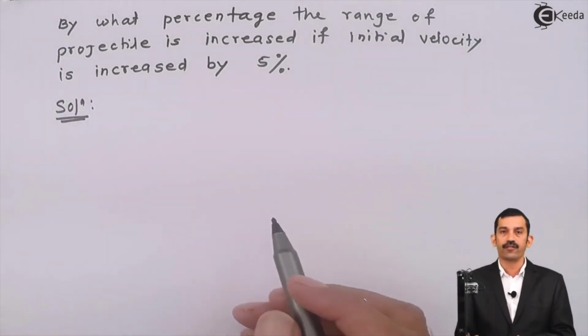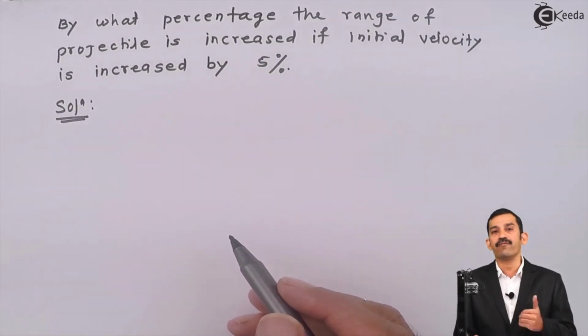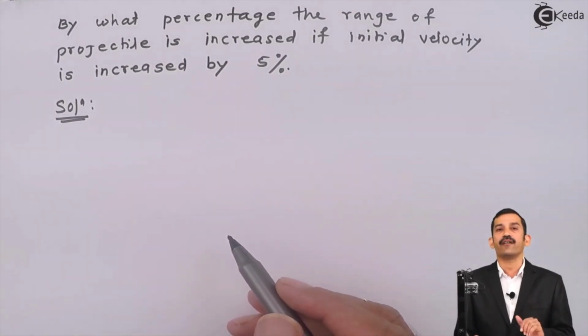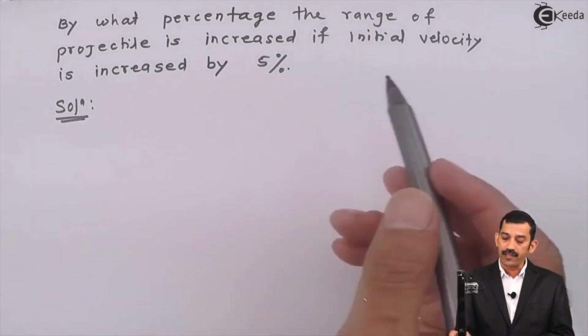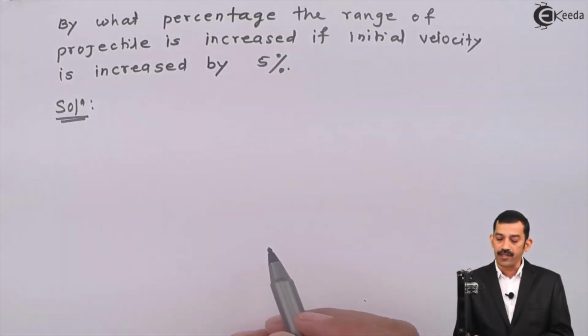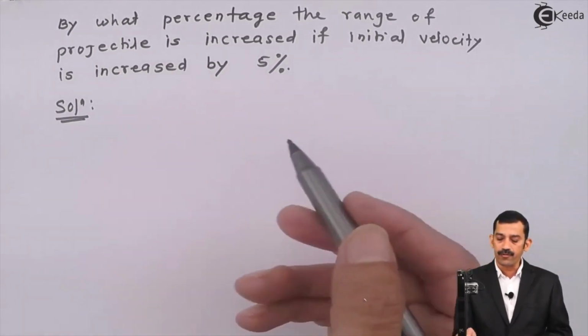That means if we take the initial velocity as 100 meters per second, then in the second case it is increased by 5%, so we add 5% of 100, which comes out to be 100 plus 5, that means 105. This is the velocity. The problem is very easy.